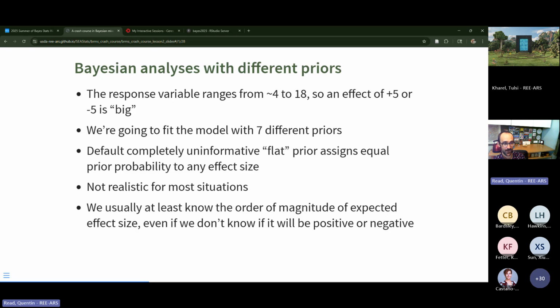First, we're going to use the default, a completely uninformative flat prior. That's the default of BRMS. It assigns equal prior probability to any effect size. Again, as we've talked about before, that's not necessarily realistic because it doesn't even tell us the order of magnitude. We usually at least have an idea of the order of magnitude, even if we don't know which treatment will have a higher mean, whether it'll be positive or negative. We can at least get it within an order of magnitude or two. So a completely flat prior may not be reasonable.